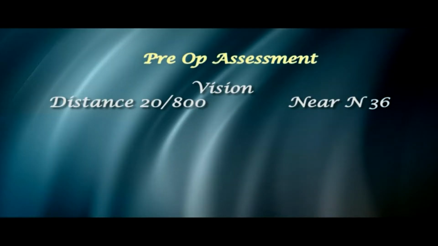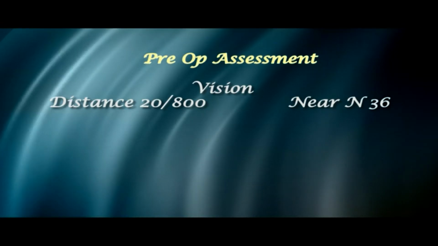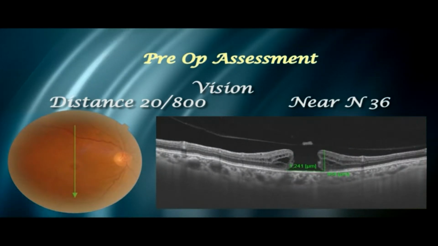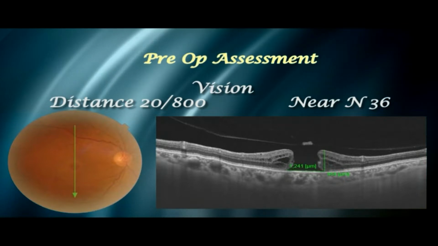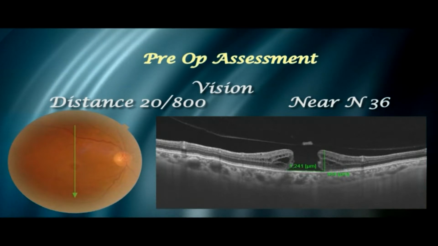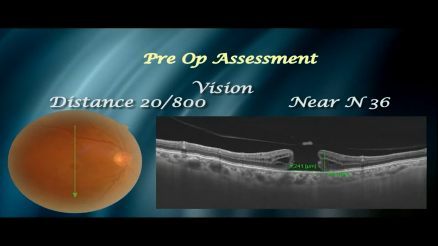Next, we highlight the inverted ILM flap technique for macular hole repair in a 59-year-old female who presented with decreased vision in her right eye since 2 years. At presentation, her best corrected visual acuity for distance was 20/800 and N36 for near. She was diagnosed with nuclear sclerosis grade 3 cataract with macular hole. The OCT revealed the presence of a full thickness macular hole with base diameter of 1200 micron. We planned a cataract surgery with pars plana vitrectomy with inverted ILM flap and gas tamponade.